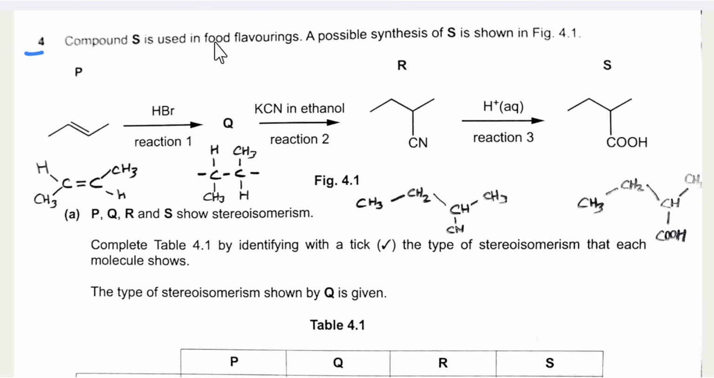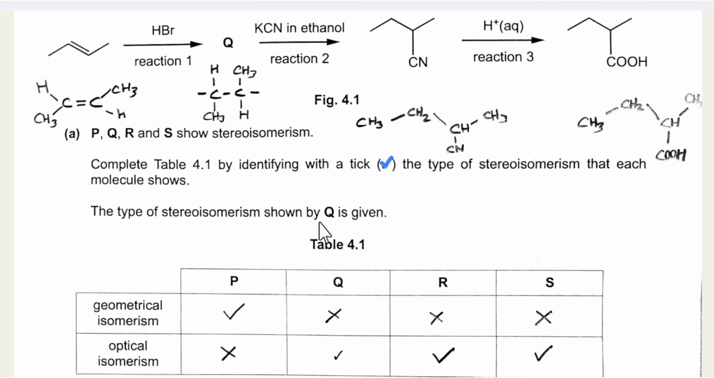Number 4, compound S is used in food coloring. A possible synthesis of S is shown in figure 1.1. In P, a carbon-carbon double bond is present, a CH3 group is attached and one hydrogen is attached. So this is the structure and this is the diagram shown. PQRS are stereoisomers. Complete table 4.1 by identifying with a tick the type of stereoisomers that each molecule shows. We need to just place a tick for the type of stereoisomer shown by Q, and we do not need to place a cross.